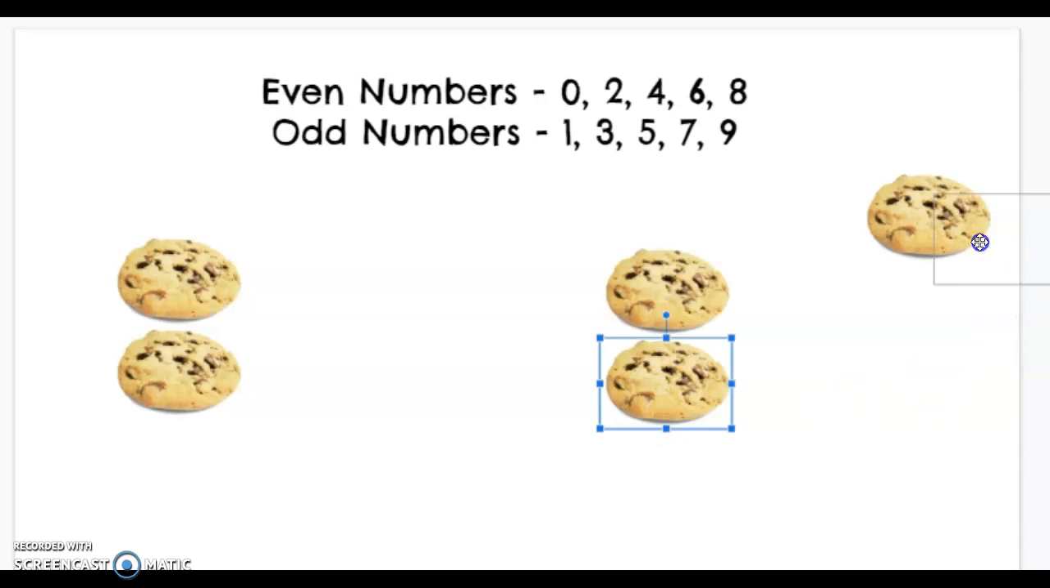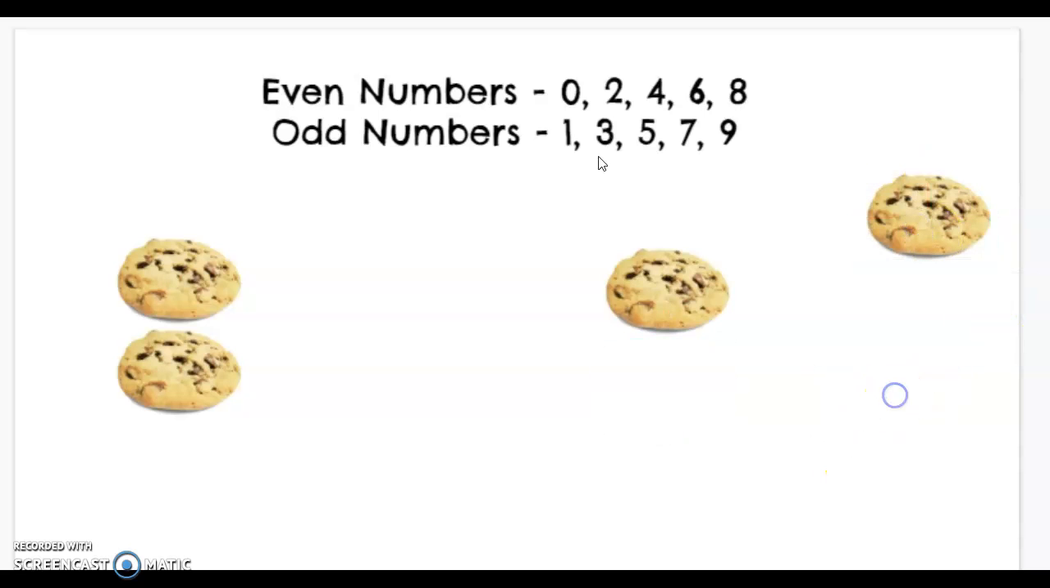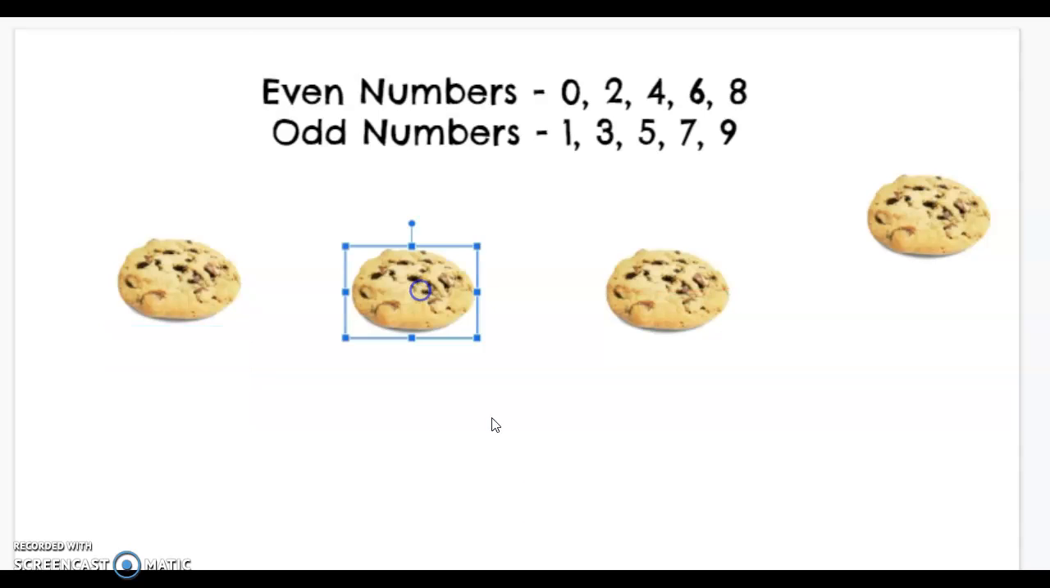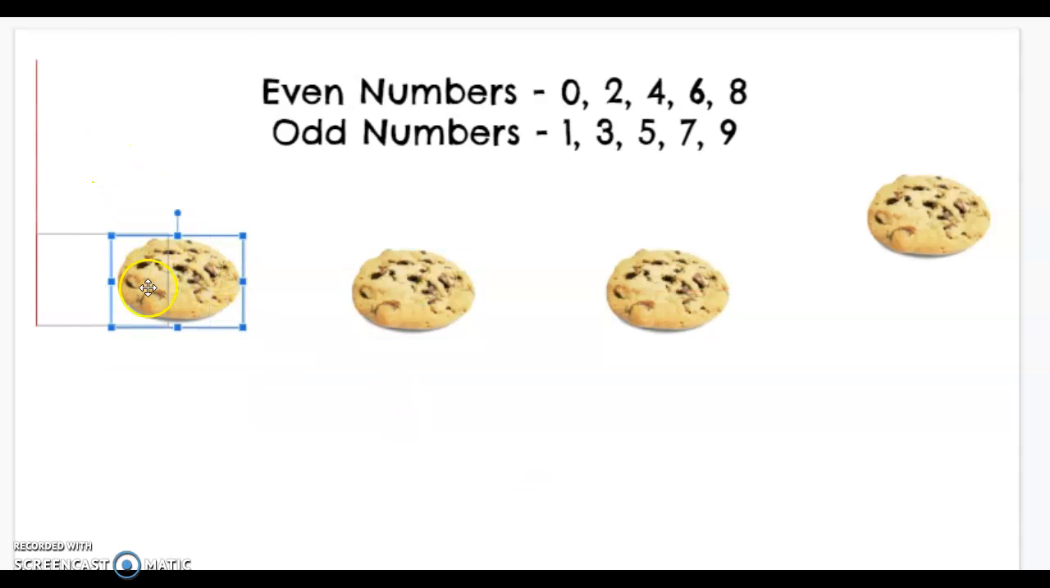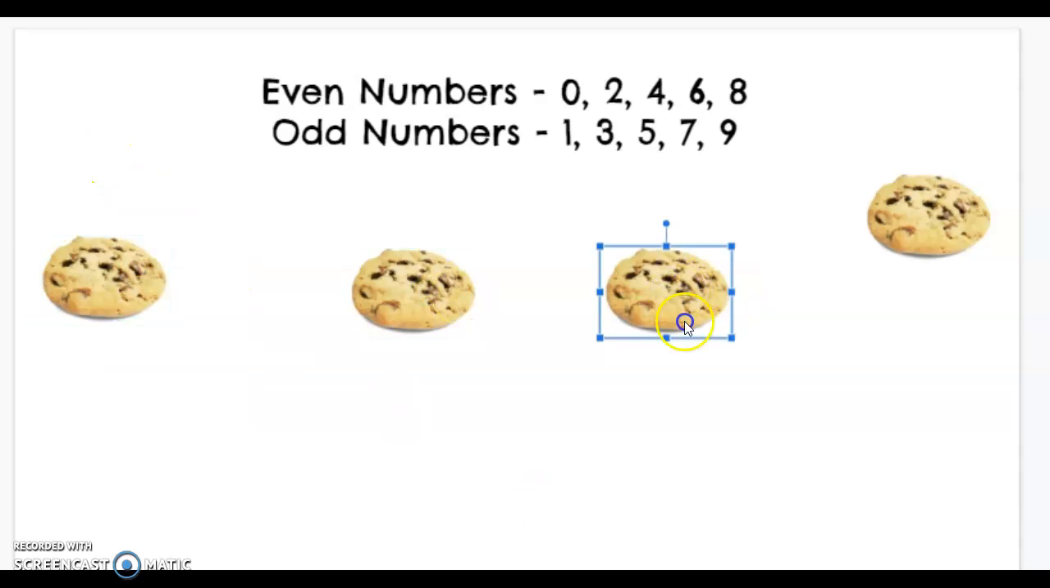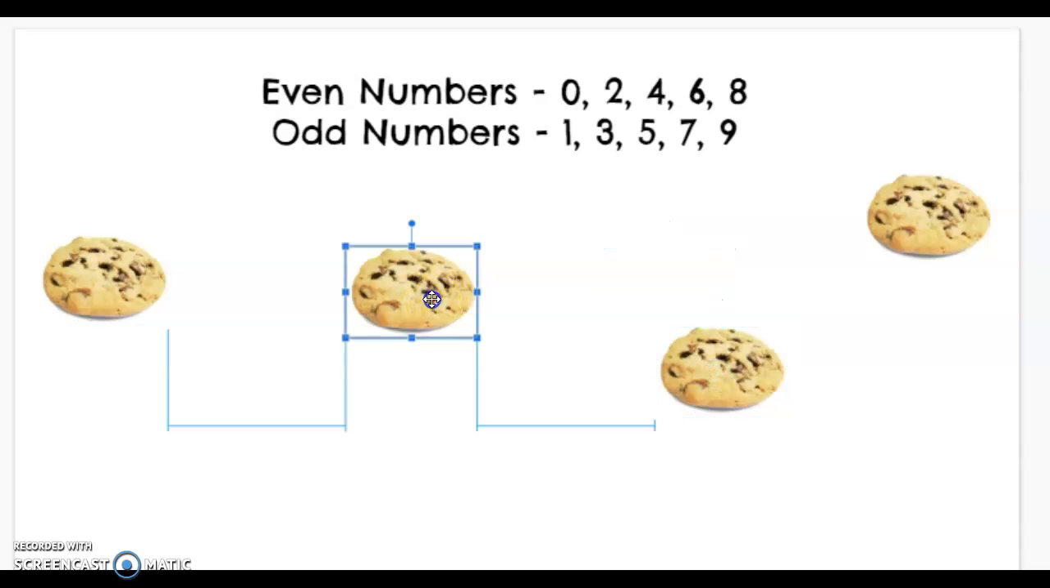If I only had 3 cookies, so let's put this cookie back. I only have 3. Person 1 has this cookie. Person 2 has this cookie, but then I have 1 cookie left over.